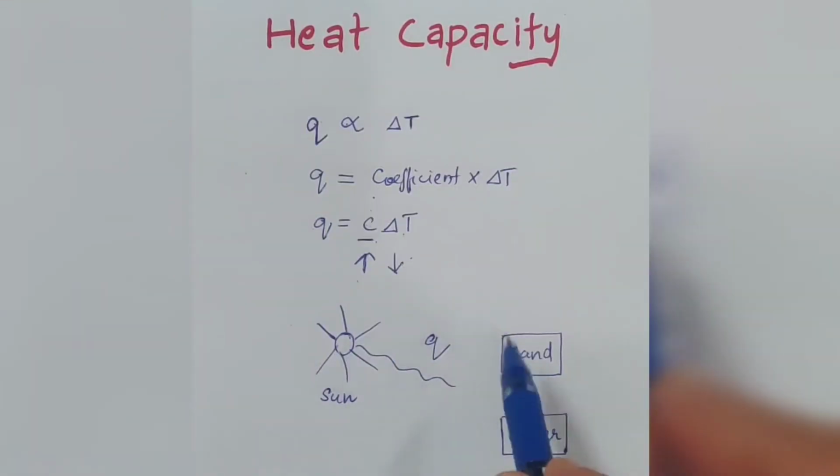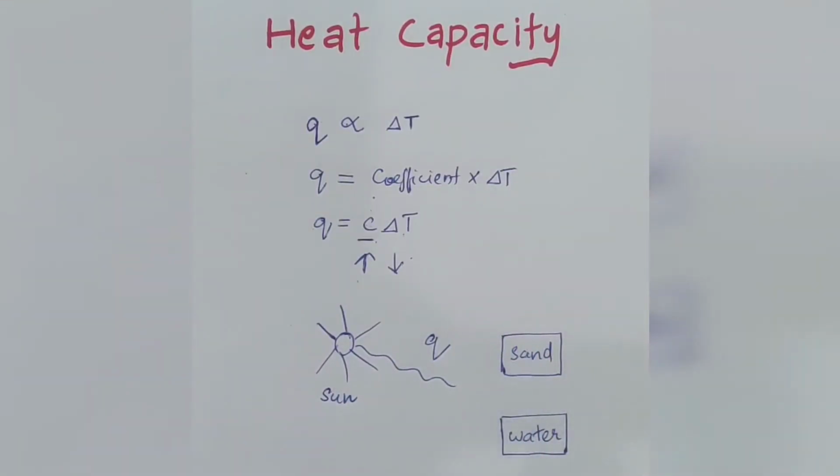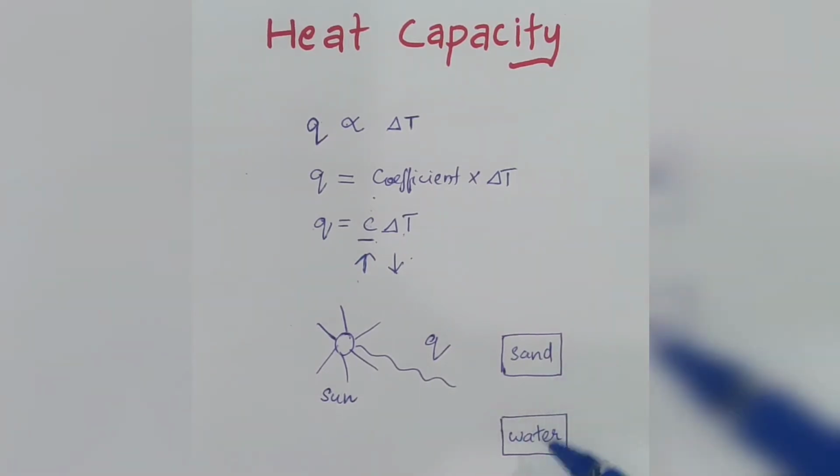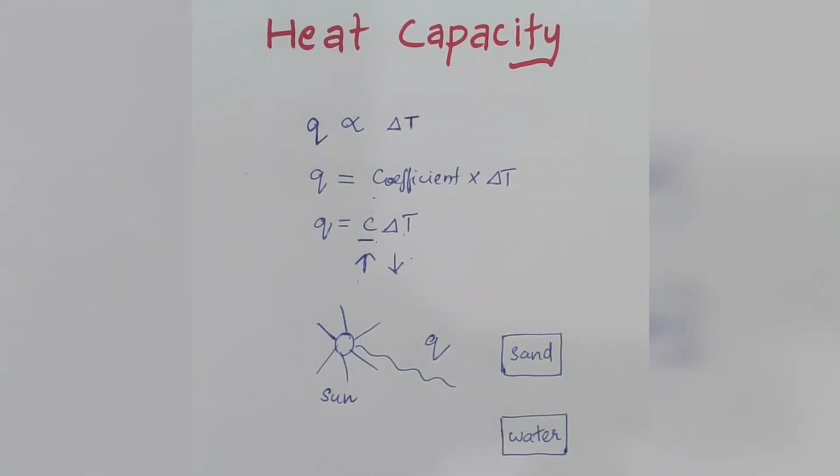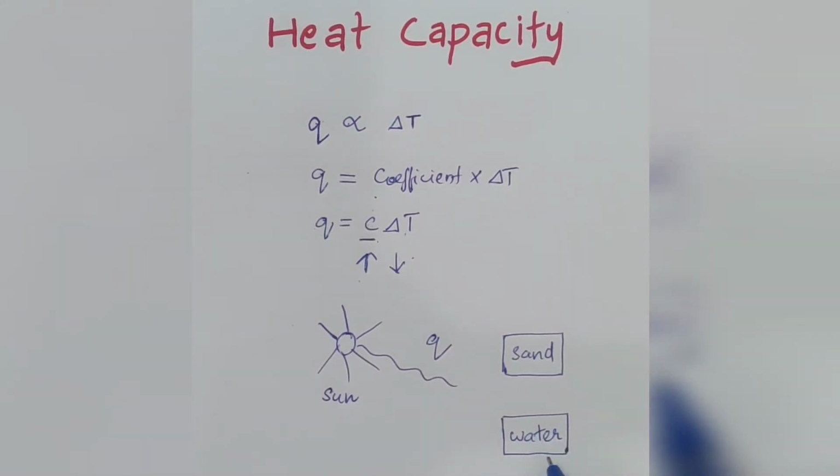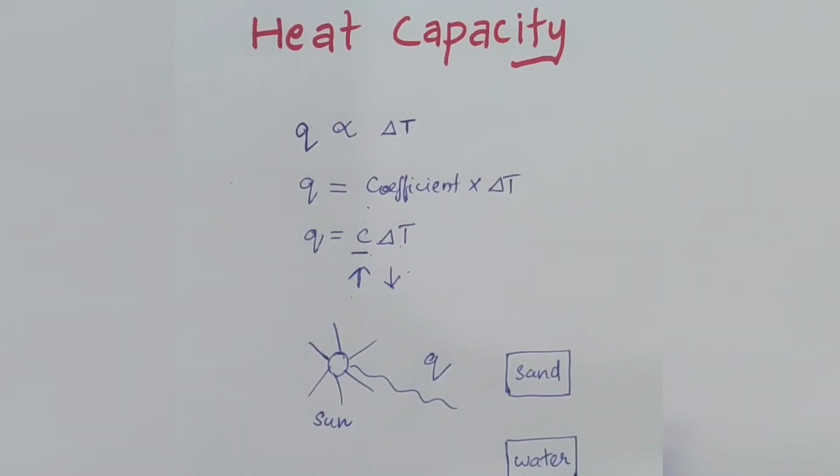Let us discuss the value of heat capacities of different substances. Just go through the real life example, that is the value of heat capacity of different substances, sand and water. Water has a very high heat capacity, which means you have to provide a lot of heat to increase the temperature by 1 degree Celsius.